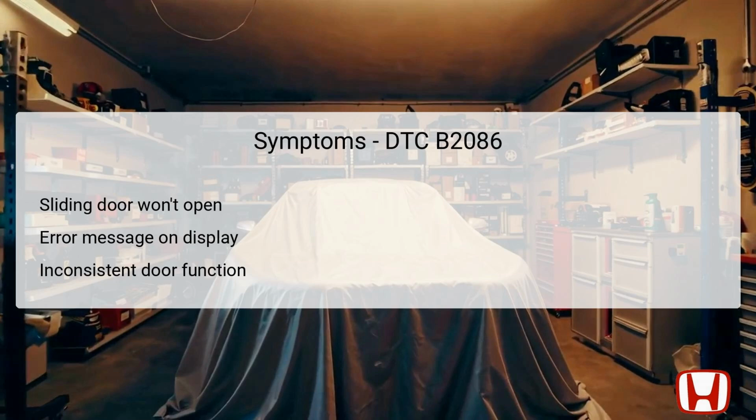Additionally, an error message may appear on the vehicle's display, signaling the issue to the driver. Symptoms may also include intermittent door function, where the door operates erratically, contributing to uncertainty about its reliability. Recognizing these symptoms early on is critical for addressing the problem promptly and ensuring the vehicle's safety.